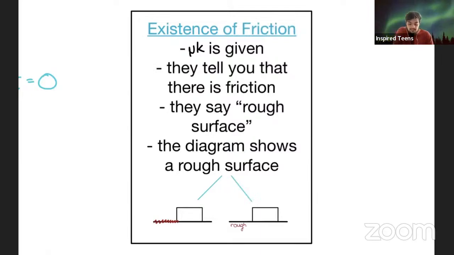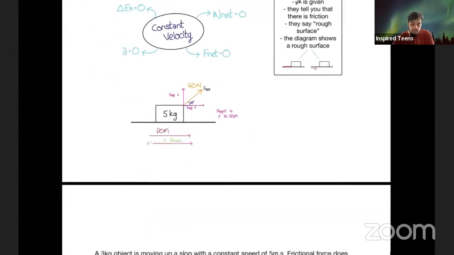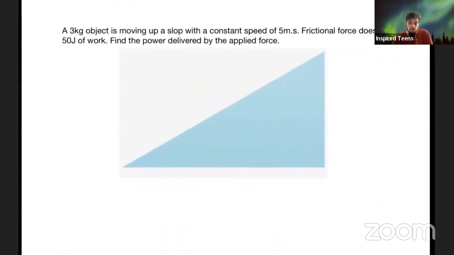The second thing is if they tell you there's friction, then there's friction, obviously, right? If they say it's a rough surface, if they say it passes from A to B, which is a rough surface, then you know, okay, that's friction. Or the diagram shows a rough surface like shown below, a rough surface or a little squiggly line to indicate a rough surface. Okay, cool. Let us move on.